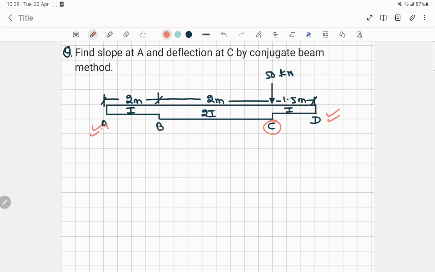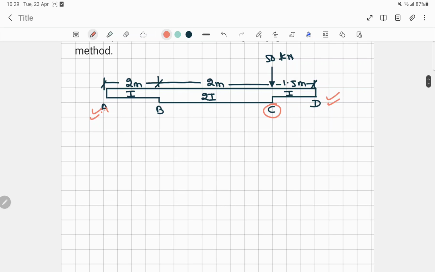deflection at point C. Okay, so before starting the problem, I'll draw a free body diagram of the given question. So here I'll draw the free body diagram, and this is point A, this is B, this is C, and this one is point D.